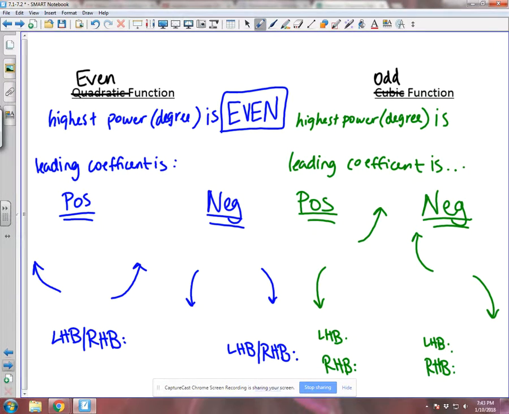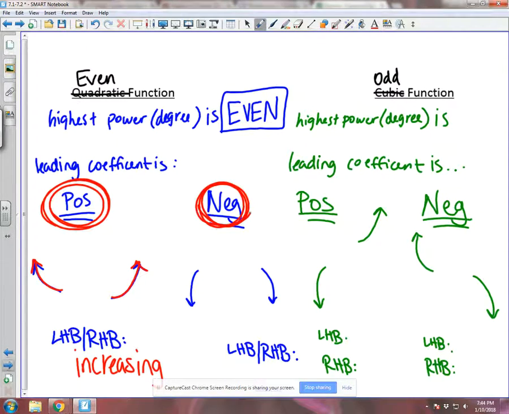If that leading coefficient is positive, that means both ends will be facing up, meaning the left-hand behavior and the right-hand behavior should be increasing. If the leading coefficient is negative, meaning it starts with a negative number, both ends will be pointed down, which means the left-hand and right-hand behavior will be decreasing. Folks, this is true for every even function. Either both ends will be facing up or both ends will be facing down.